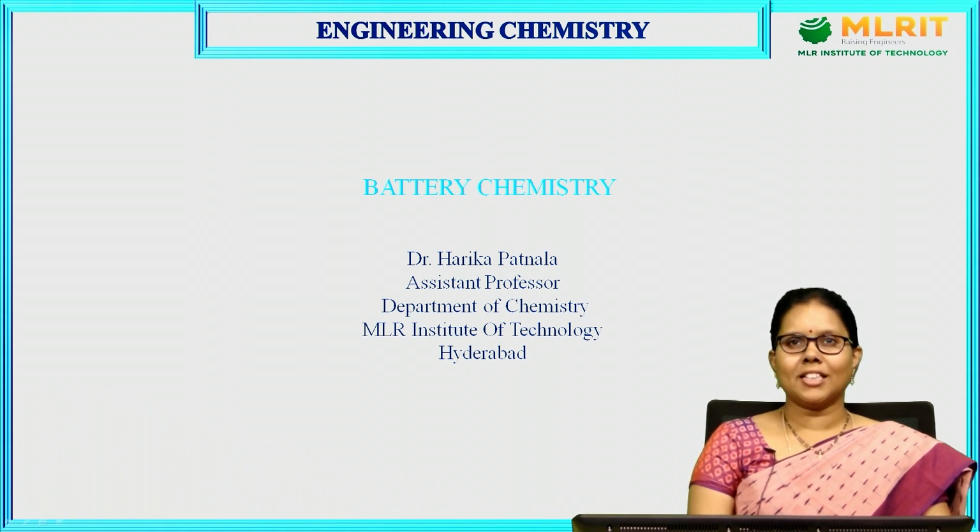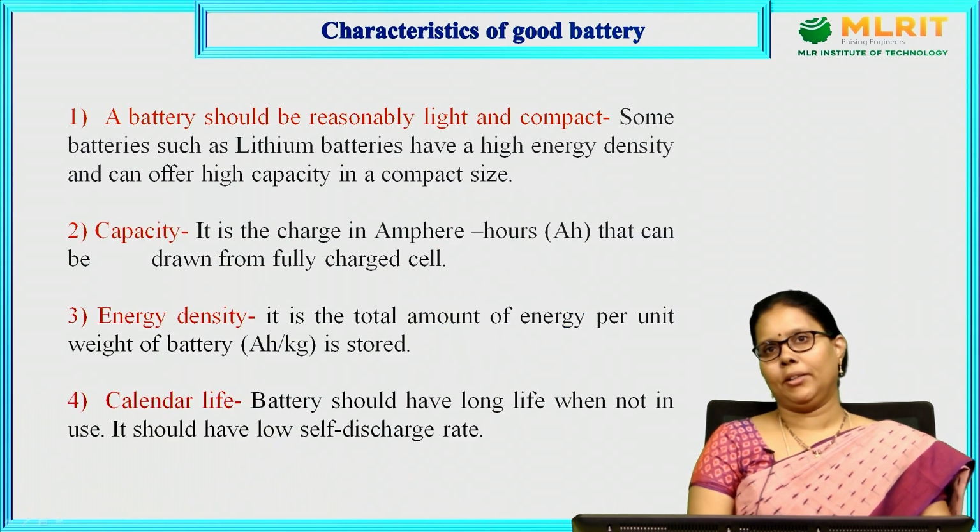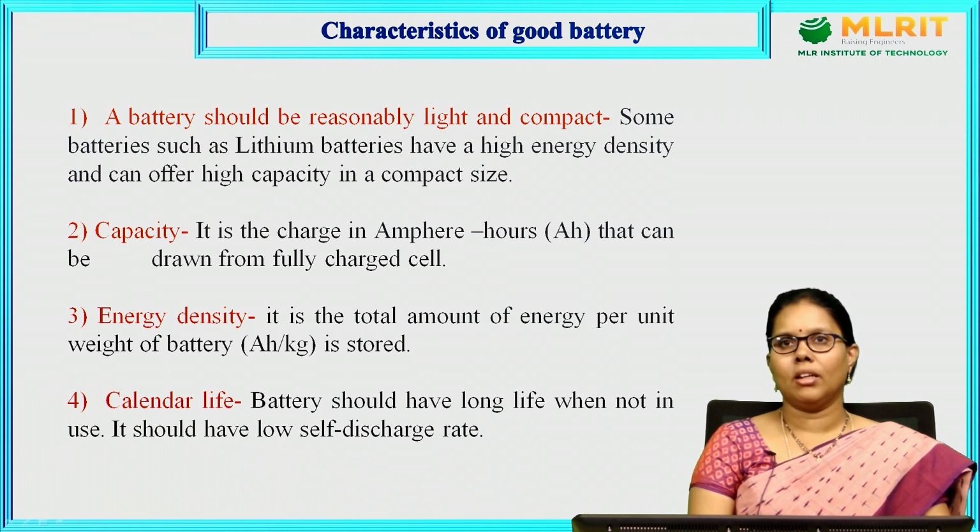In the previous class, we discussed battery chemistry: what is meant by a cell and a battery, the differences between a cell and a battery, and the components of a cell or a battery, such as anode, cathode and electrolyte. In today's class, we are going to discuss the characteristics of a good battery. What characteristics should be satisfied by a battery?